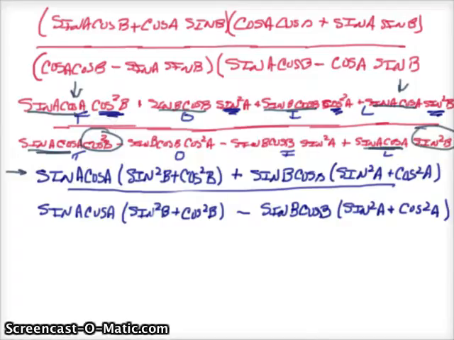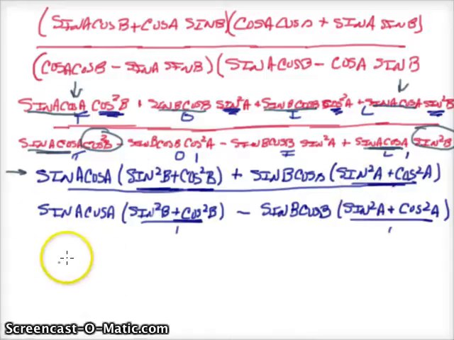Now, the $20 million question is, what do you notice here at the bottom? Well, we know that sine squared plus cosine squared of the same angle, that's just 1. Sine squared plus cosine squared is 1.